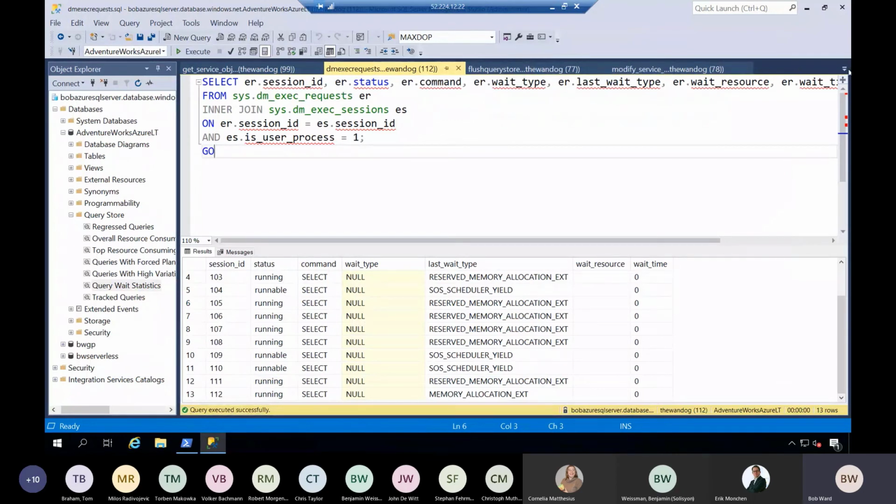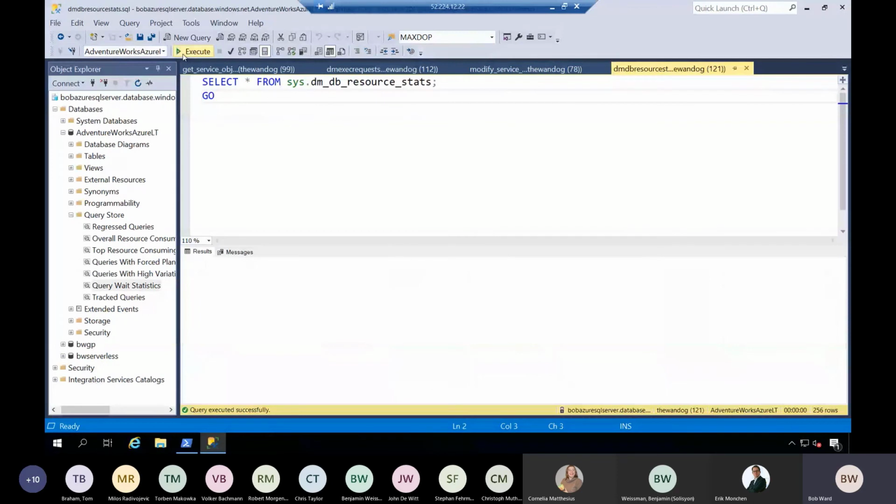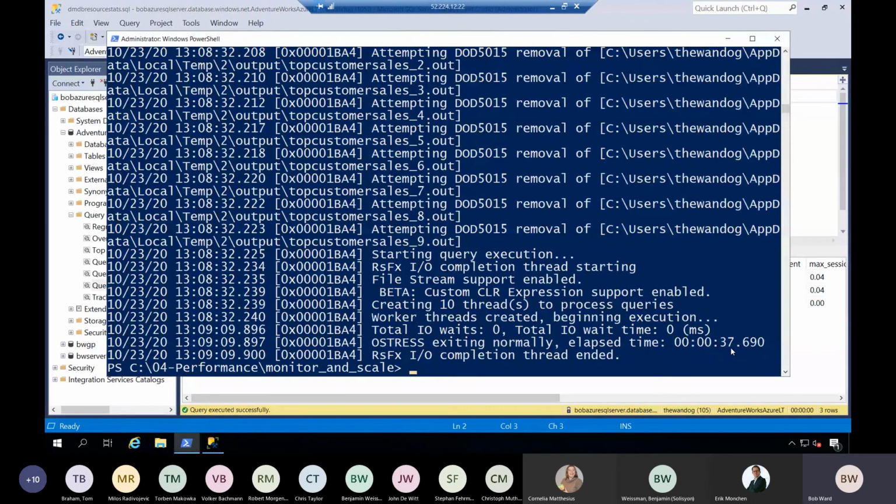If I go look at the DMV I showed you that shows you the resource usage, what does it look like? You're going to see here a lot less resource usage than we saw before. Still some resource usage, but a lot less. So I'll go back now and I'll see it took 37 seconds instead of 1.5 minutes to run it.